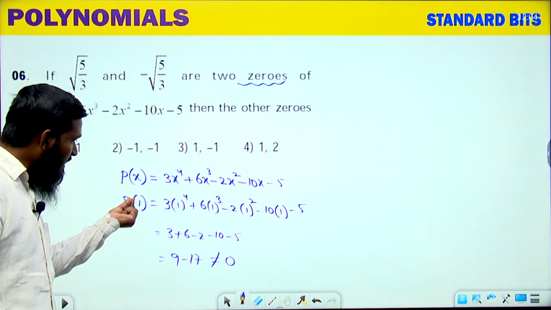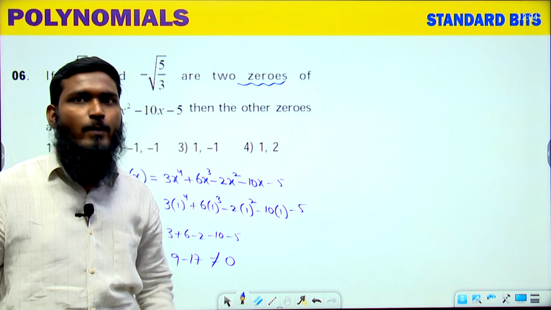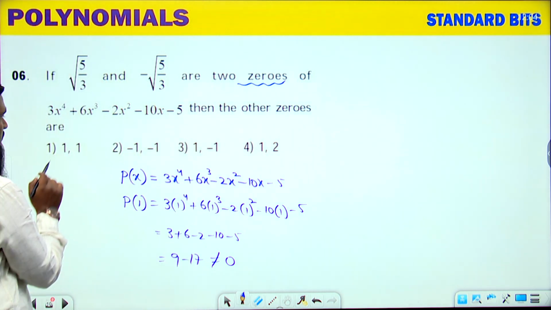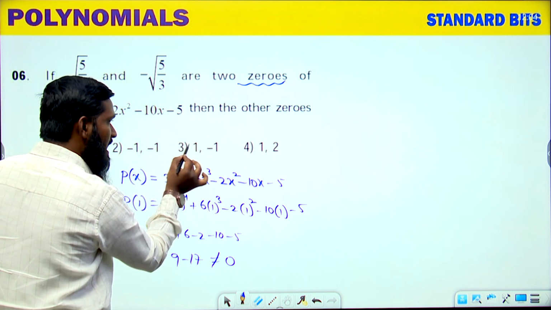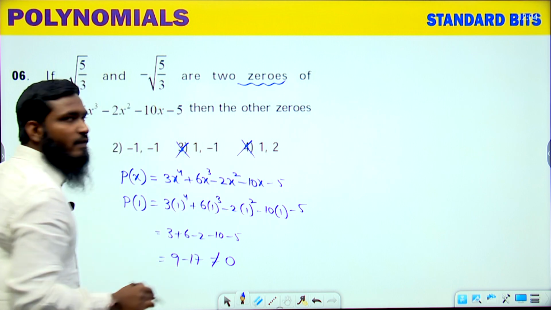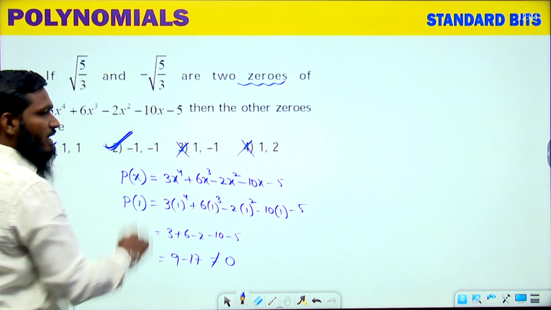So the x value equal to 1 that we have taken is not a zero of the polynomial. If it is not a zero of the polynomial, then let us check this part. The 1 that we have taken is not a zero of the polynomial. Again in this also we have 1, it is not a zero. In this also we have 1, it is not a zero. Then which option is correct? The second option is correct. Understood.